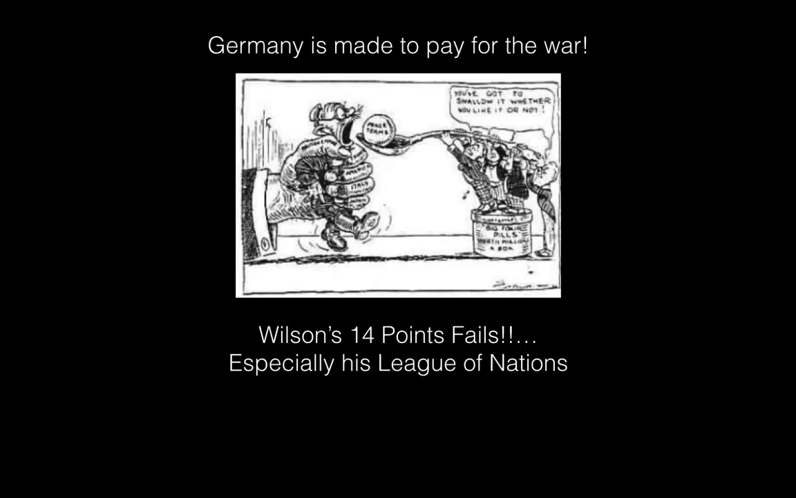So Wilson's 14 points, especially the League of Nations, becomes more of an organization with a lot of bark and no bite, mainly because the United States at the time is the power. It has become the main power in the world. Again, as I said, they come out unscathed. Well, there are losses, as we always said, but they don't suffer as badly, so they come out very good. So, with that said, we have the main consequences of World War One.